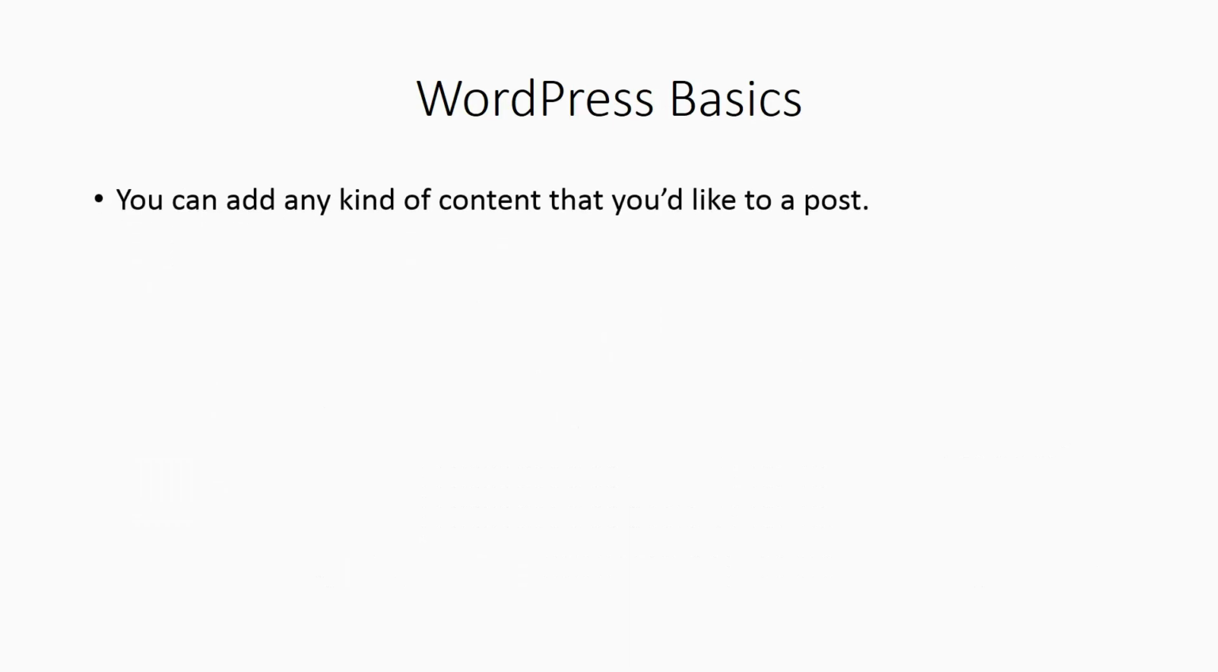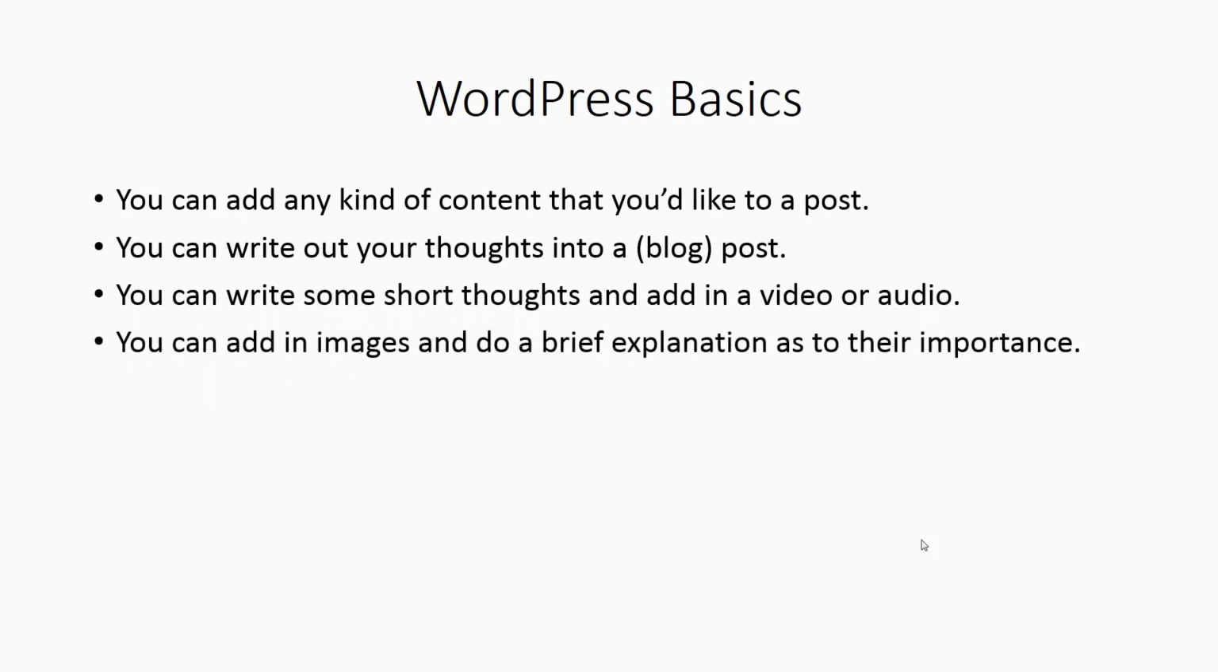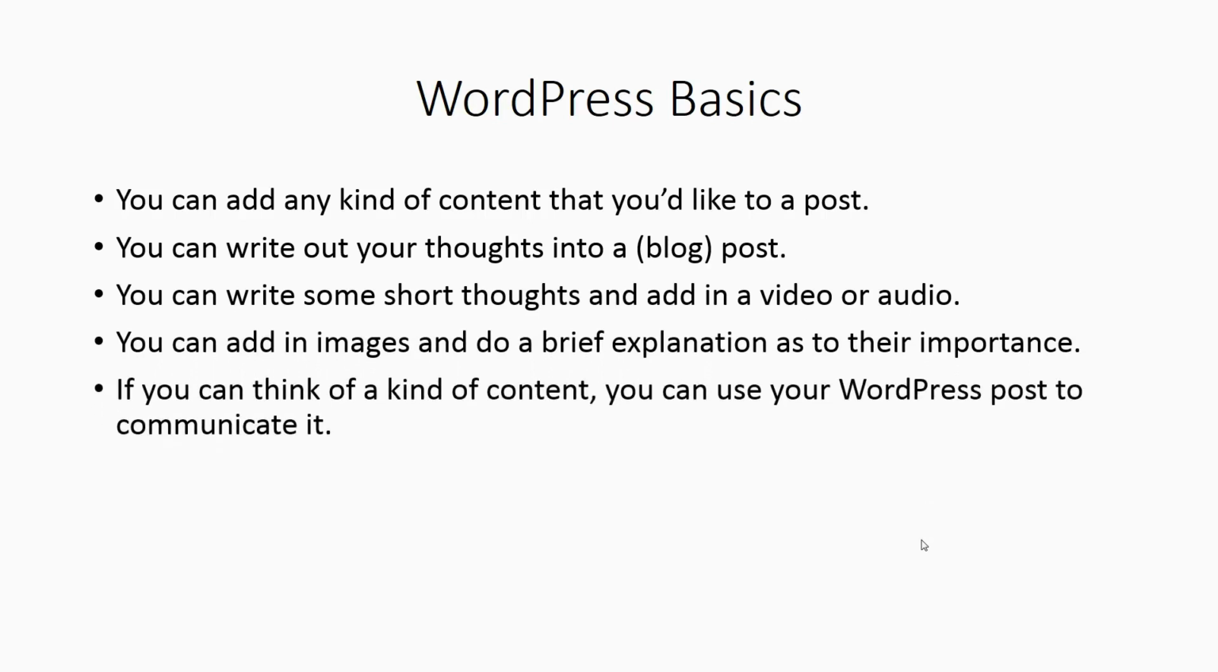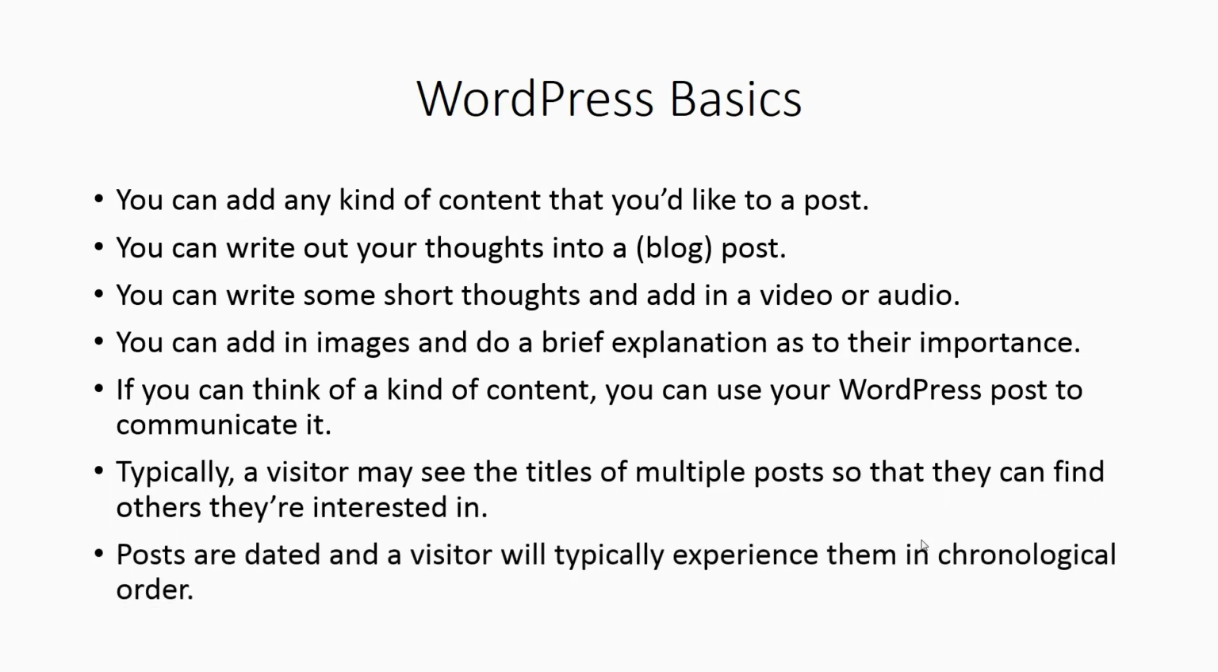Now you can add any kind of content that you like to a post. You can write out your thoughts into a blog post. You can write out some short thoughts and add in an audio or video. You can add in images and do a brief explanation as to their importance. If you can think of a kind of content, you can use your WordPress post to communicate it. Typically, a visitor will see the titles of multiple posts so that they can find other content that they're interested in. Now, posts are dated, and a visitor will typically experience them in chronological order.